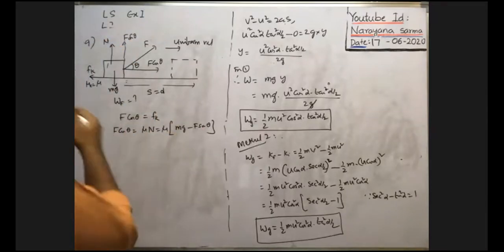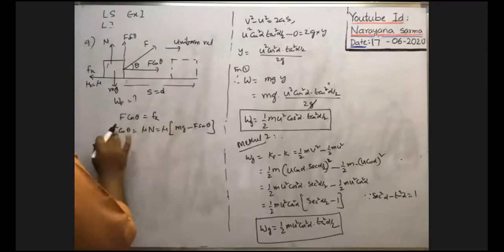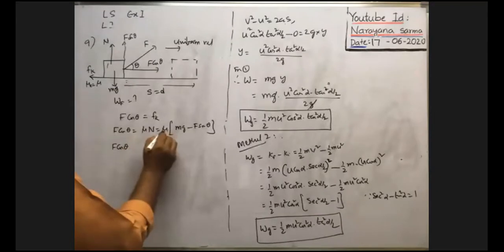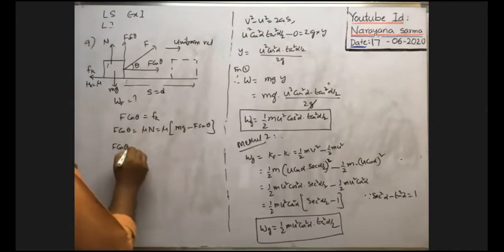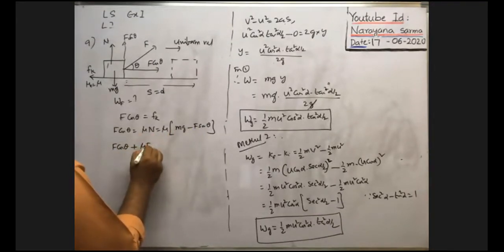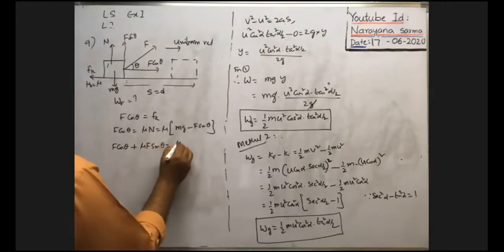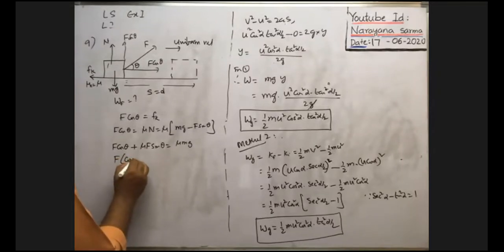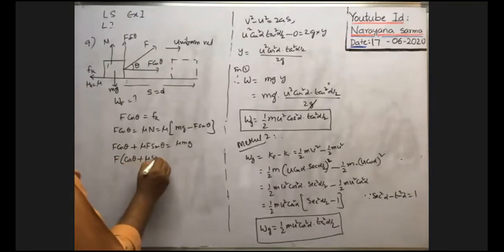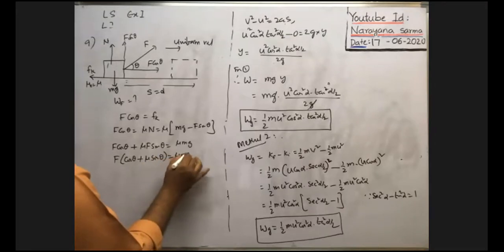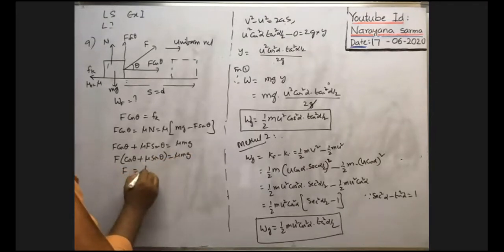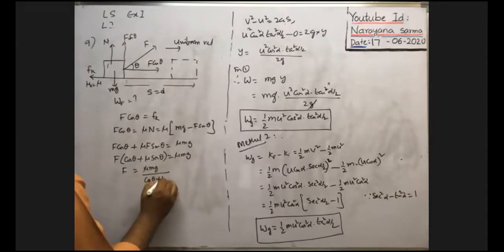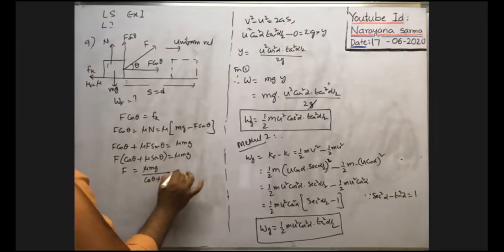Therefore, bringing the F terms to one side, F cos theta minus mu times minus F sin theta, that is, F cos theta plus mu F sin theta is equal to mu mg. Therefore, you take F common: F of cos theta plus mu sin theta is equal to mu mg. From this, F is equal to mu mg by cos theta plus mu sin theta. Okay, now this is equation 1.